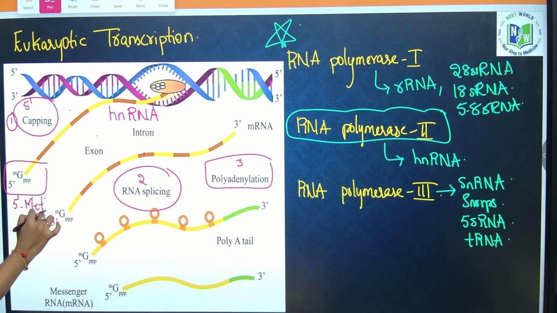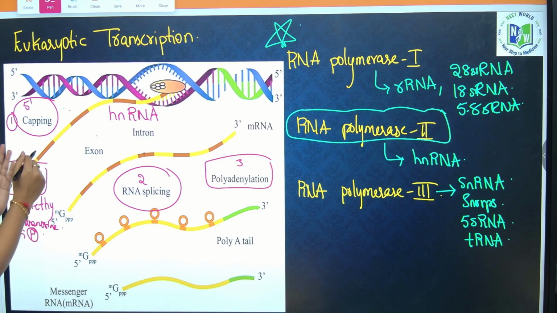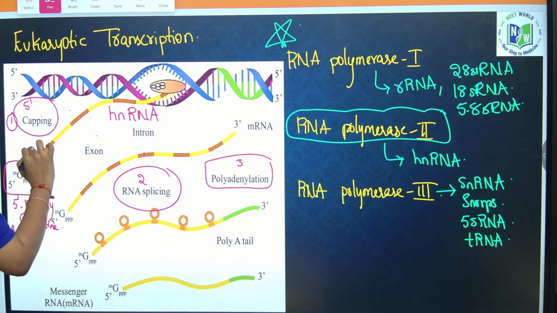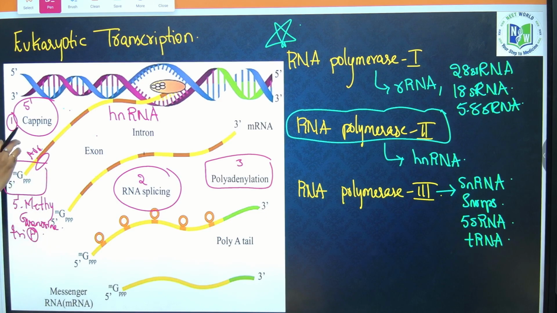5-methyl guanosine triphosphate is added at the 5' region, so that during the process of translation the smaller subunit of rRNA will come and bind at the initiator codon and initiate the process of translation. That is the reason 5-methyl guanosine is added at the 5' region.